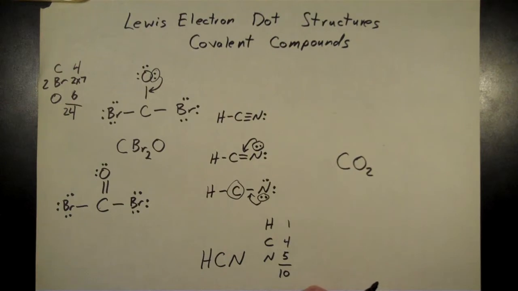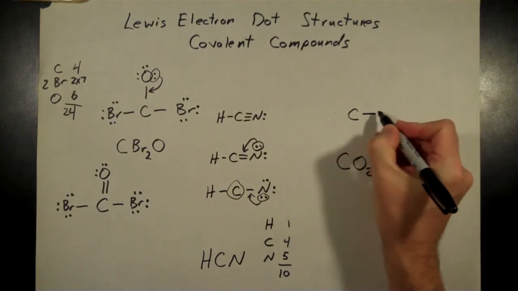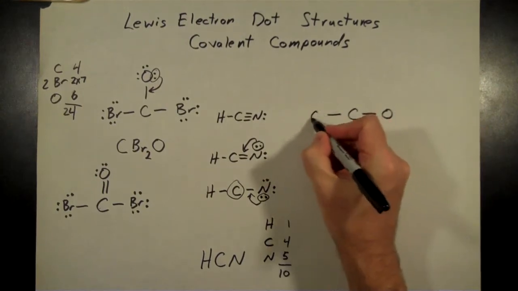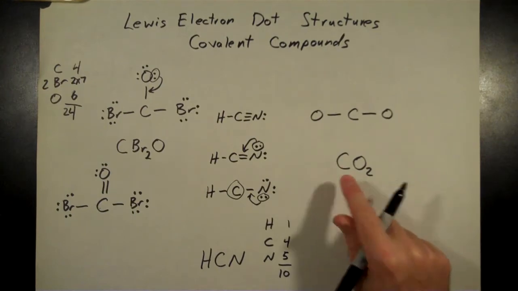All right, let's try this last one here. Let's try carbon dioxide, CO2. And so again, carbon's going to be the central atom. There's only one carbon atom there, so we'll have an oxygen going this way, oxygen going that way. We make the molecule as symmetrical as we can.